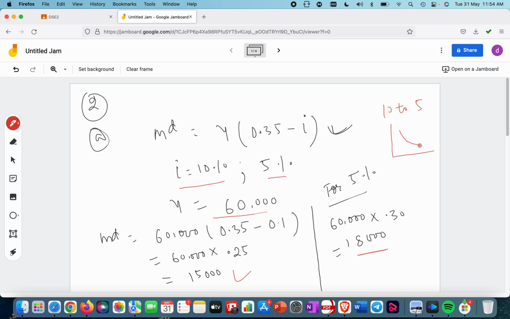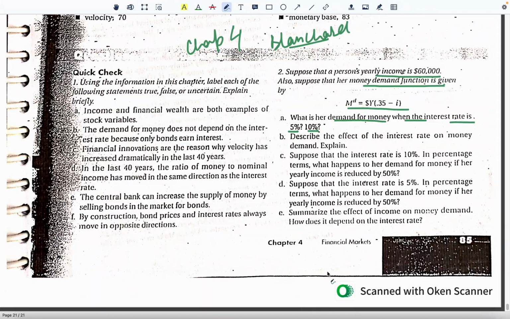It means there is an inverse relation between demand for money and interest rate. It means when interest rate declines, demand for money rises. Next question, describe the effect of interest rate on money demand. That I explained, that inverse relation between these two.